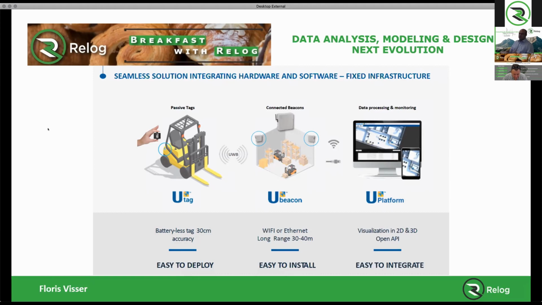Understand where's traffic in my warehouse too high? Where am I creating congestion through my layout? Which pick faces are getting visited too often?